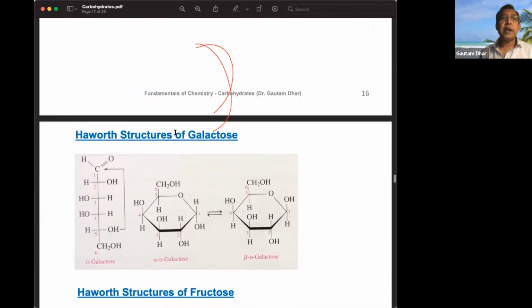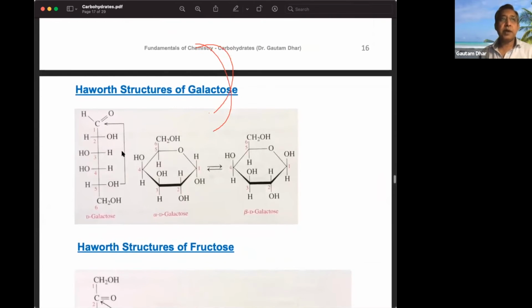So if you look at galactose, the Haworth structure of galactose is basically similar to glucose, only the 4 position has changed. But what is important to note is the alpha and beta. Alpha is pointing down, beta is pointing up. So this is the alpha and beta.